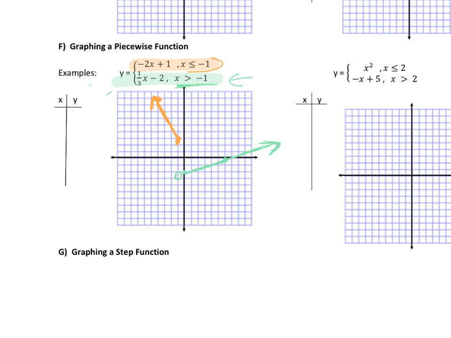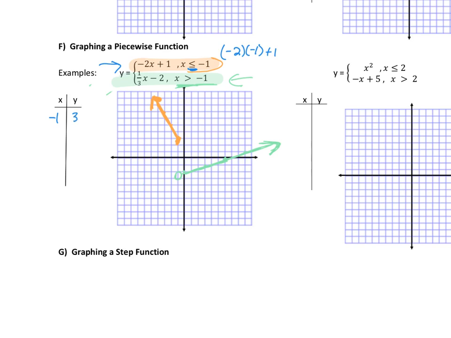The other option is to really consider each of these equations and come up with coordinate points to plot. So this is telling us we want to consider the x value of negative 1. And if we plug negative 1 into this equation, then we would be solving negative 2 times negative 1 plus 1. So we get 3.